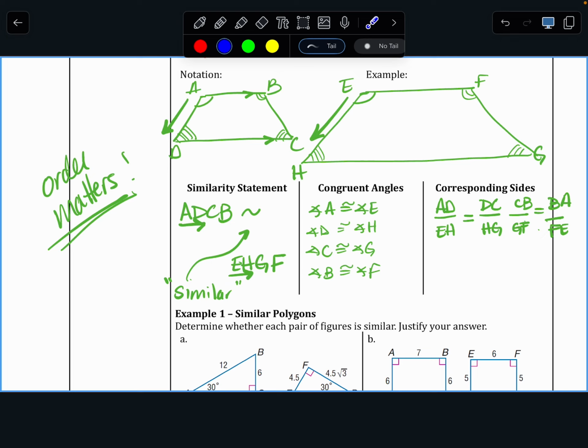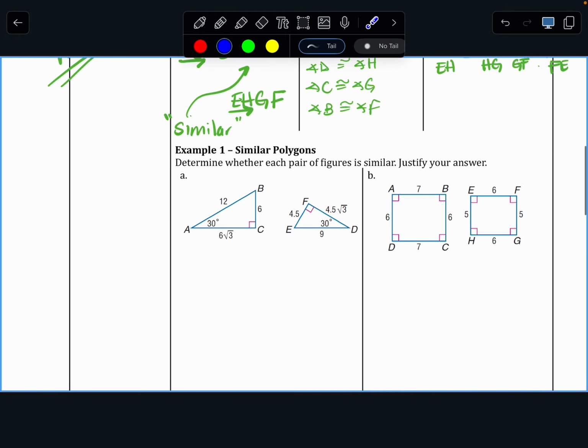So the first thing we have to do is determine that all of the angles are congruent. Sometimes that's easier than other times. And then once we do that, we have to determine that all of the sides have the same relationship, the same proportion. So let's go through and do that for these 2 examples.